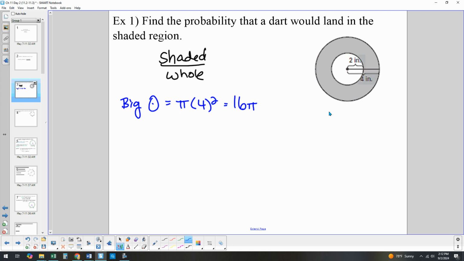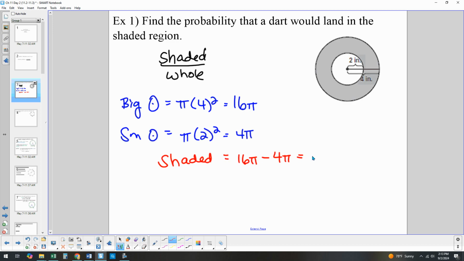And I'm going to leave it in terms of pi because everything's going to be in terms of pi, and it's easier to deal with these numbers without the decimals. My small circle has a radius of 2. So we're going to do pi times 2 squared, which is 4 pi. So the shaded part is going to be 16 pi minus the 4 pi, or 12 pi. So shaded is 12 pi over the whole thing, which is 16 pi. So the pi's cancel. We're left with 12 over 16, which is 3 over 4.